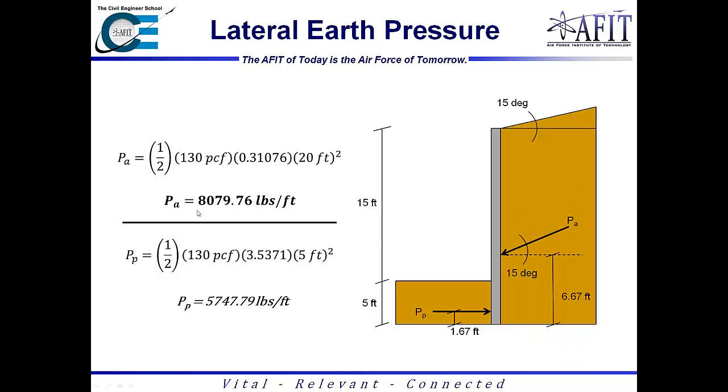So to actually calculate this force right here, we're going to wind up with 1/2 times the unit weight times our coefficient times our height squared. And so PA is 8,079.76 pounds per foot. Once again, this pounds per foot is assuming the wall is of infinite length. And so this will be happening every foot along the wall. And so the pressure resisting that is 5,747.79 pounds per foot. So there's a bit of a disparity there.